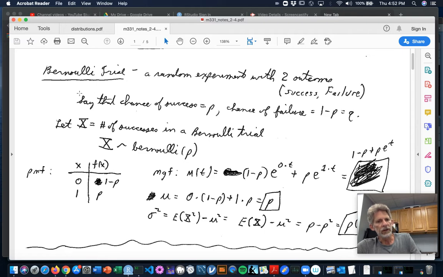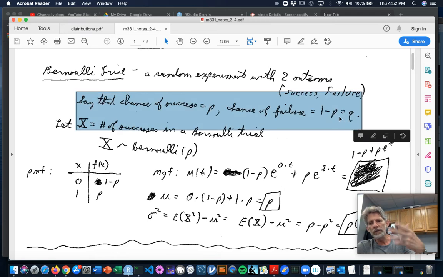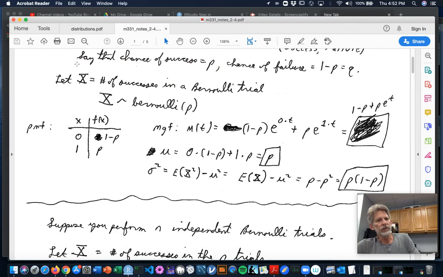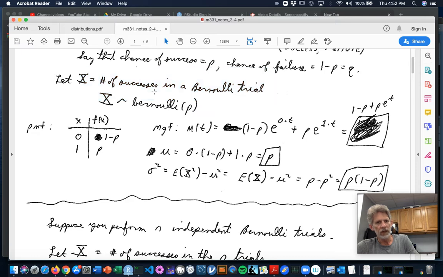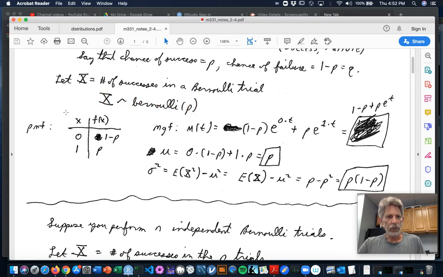Say that the chance of success on this trial is p, and let's denote the chance of failure, 1 minus p, q for short, okay? And let's construct a very simple random variable X. Let it be the number of successes in your Bernoulli trial, okay? So we say that X has a Bernoulli distribution with this parameter p, this probability p. Very, very simple random variable indeed.